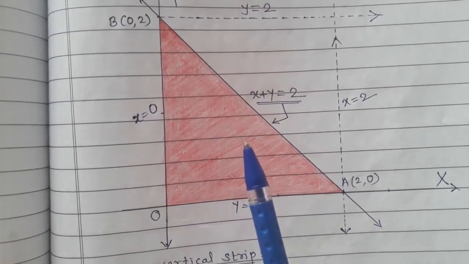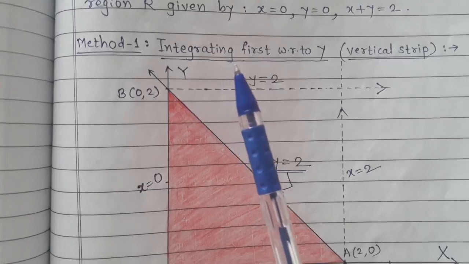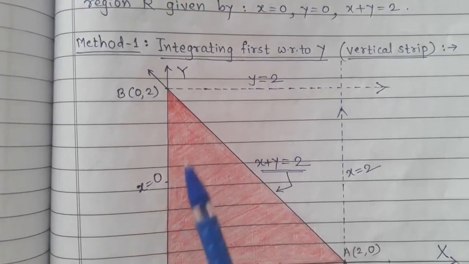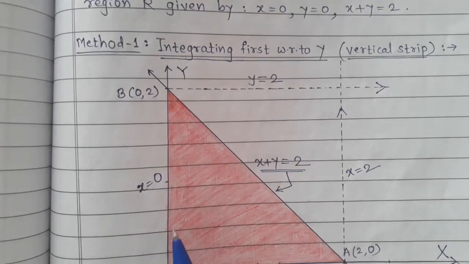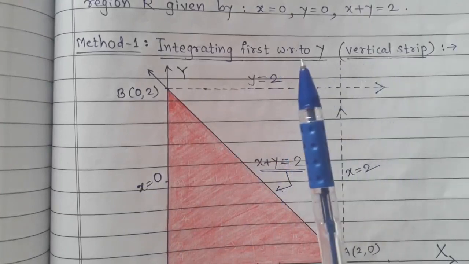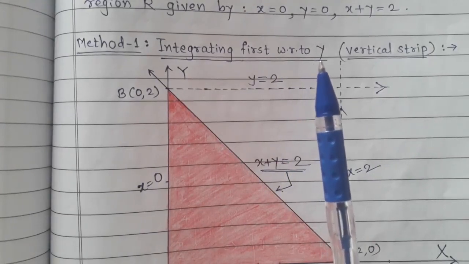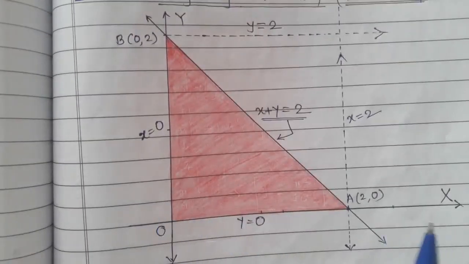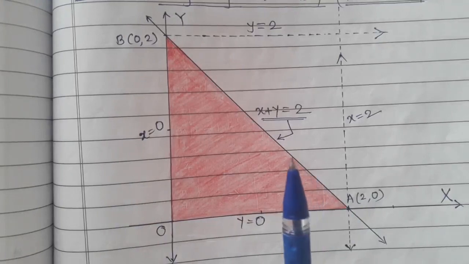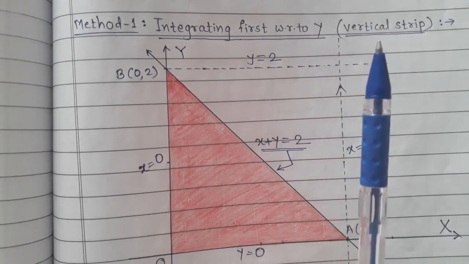Now to find the limits, in the first case, suppose we want to integrate first with respect to y. We know that the y axis is vertical, and that's why we will consider the vertical direction to calculate the limits of y. The x-axis is horizontal, so we have to consider the horizontal direction to calculate the limits of x. But here we first want to integrate with respect to y, so we will consider the vertical direction.